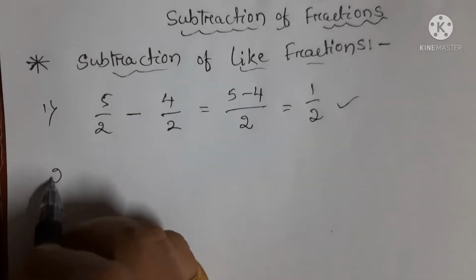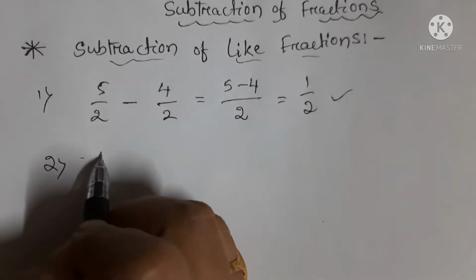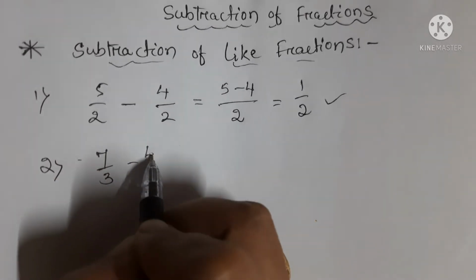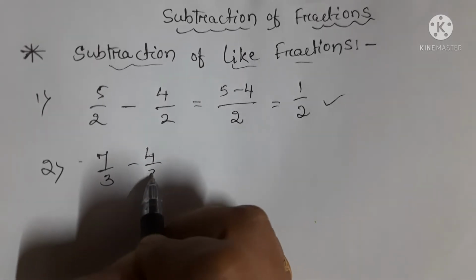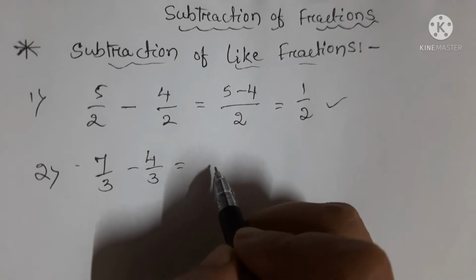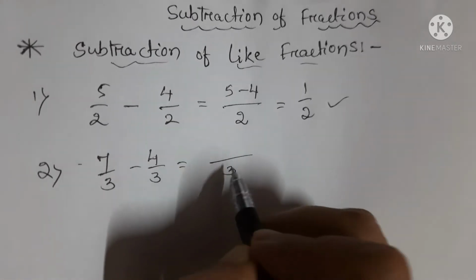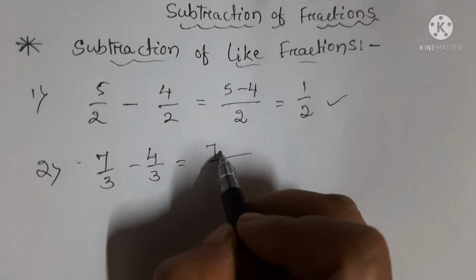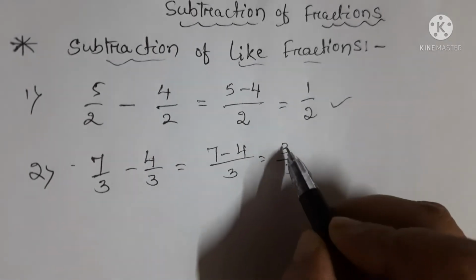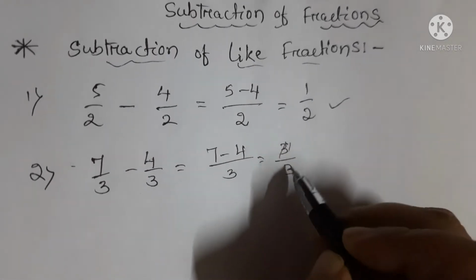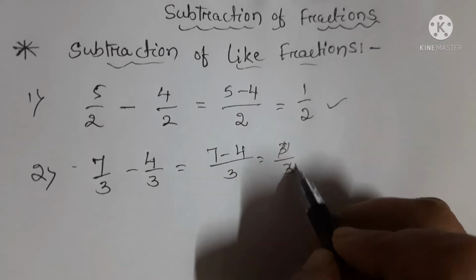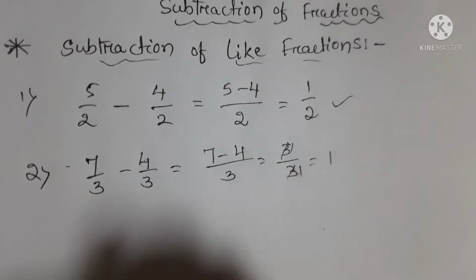Okay, now we'll move to the next example. 7/3 minus 4/3 is equal to, here also this is a like fraction. Here we will take the denominator 3, then the numerator 7 minus 4 equals 3/3. Here 3/3 means the 3s will cancel with the 3 table. So 3 1s are 3, 3 1s are 3, and it is equal to 1. That is the answer.